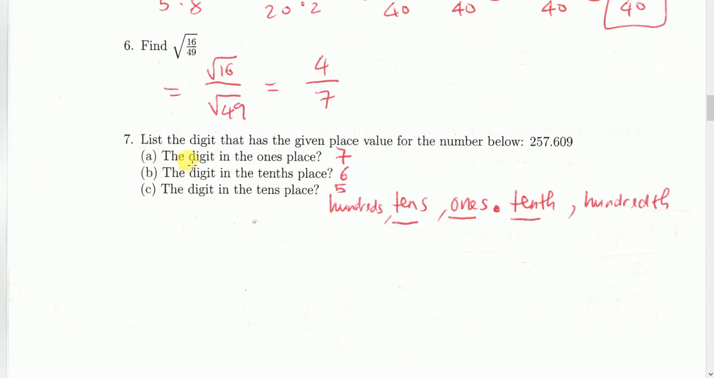Now, part A, the digit in the ones place, the one with the S, means the digit to the left of the decimal point, which is 7. The digit in the tenths place, the one with TH, is the one on the right side of the decimal point, which is 6. The digit in the tens place, the tens with the S, is the second place to the left of the decimal point. In this case, 5.